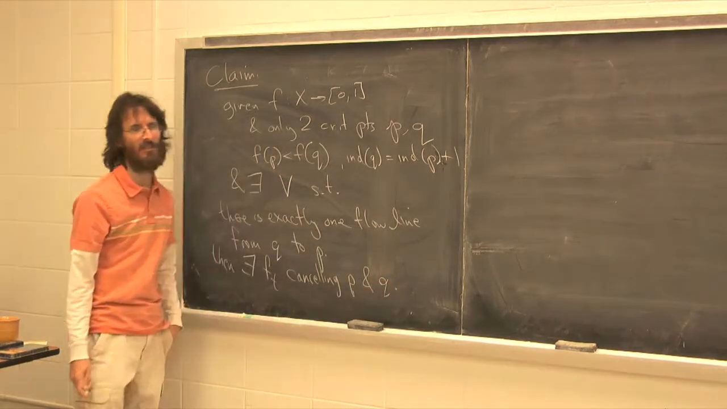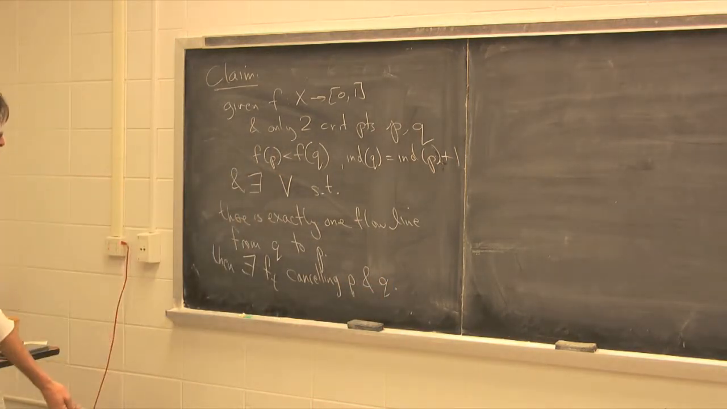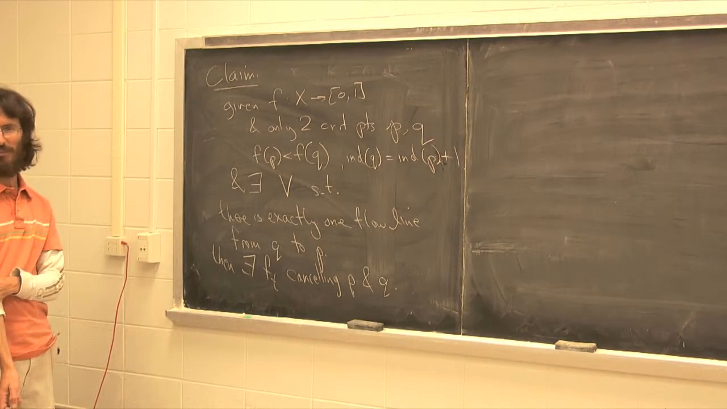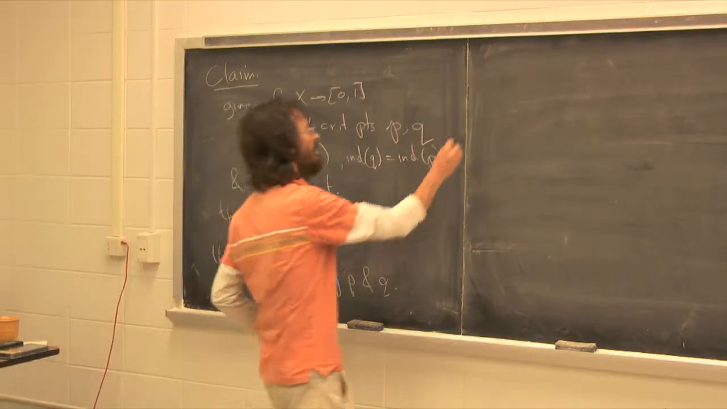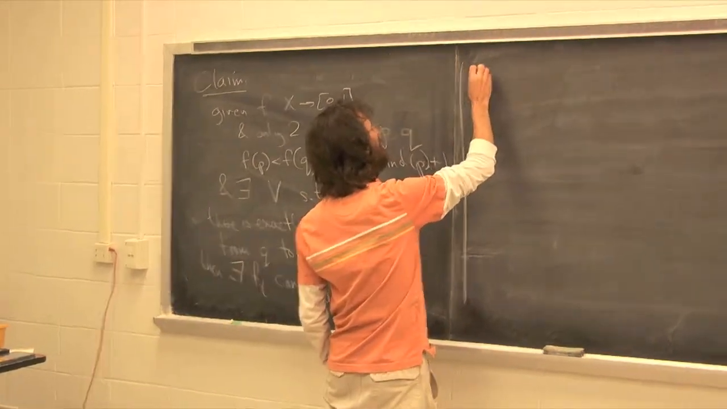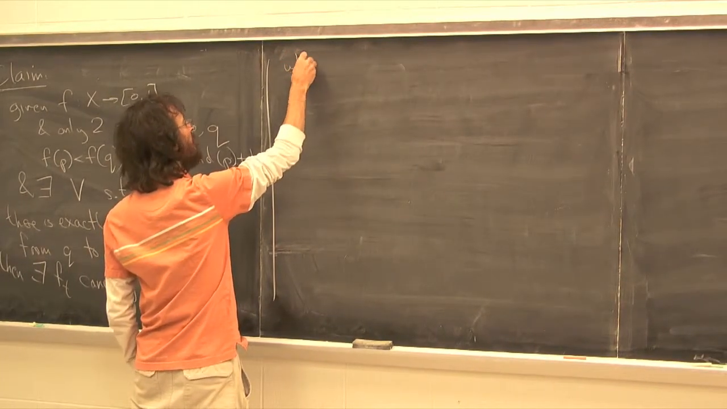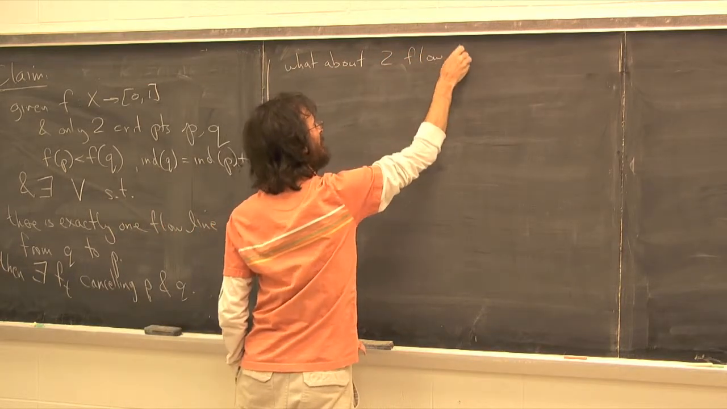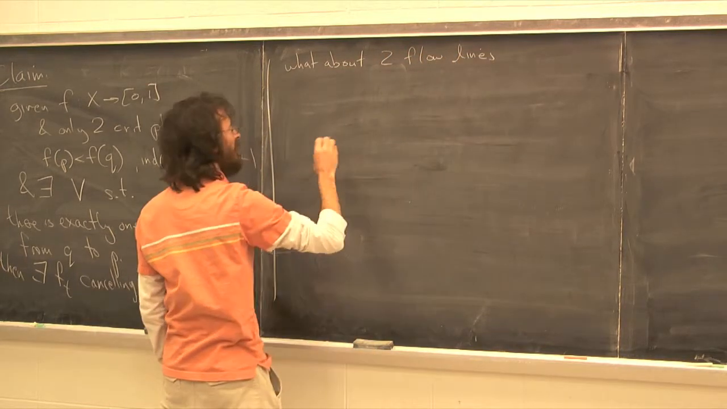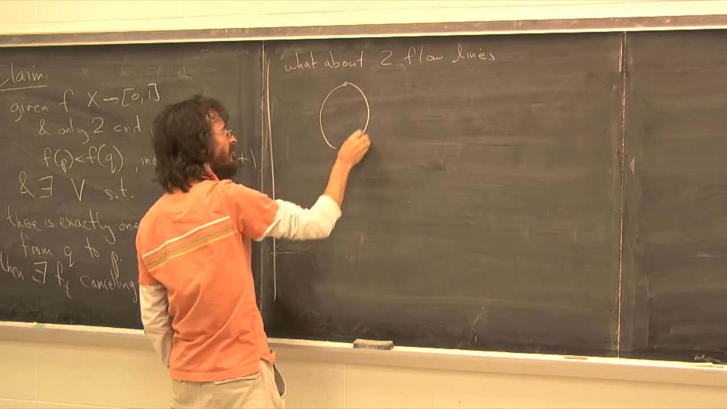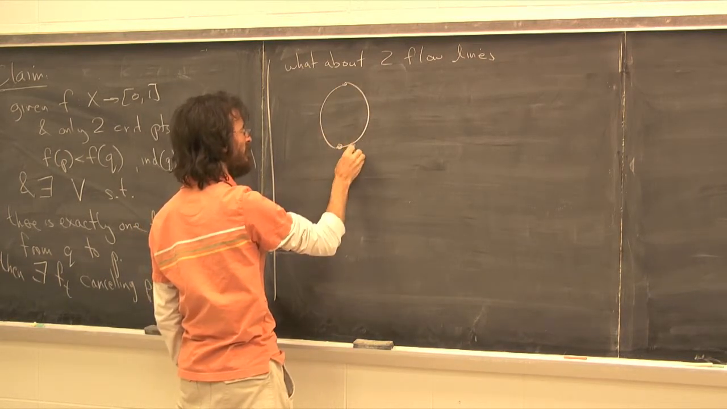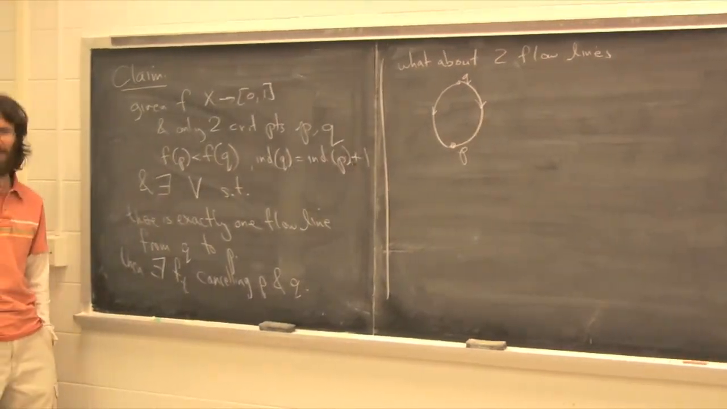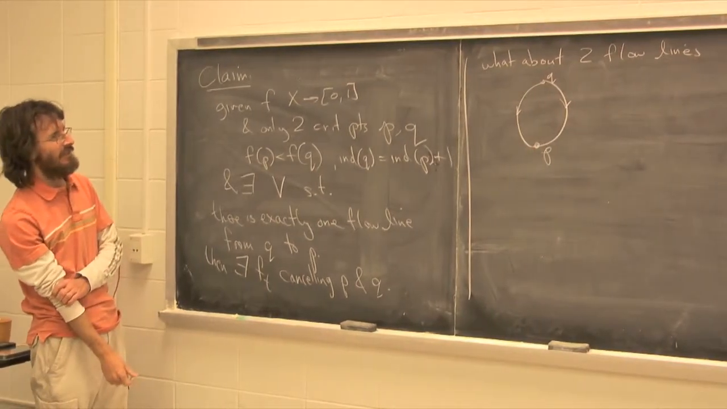I want to at least sketch this. Let me first emphasize why exactly one is important. What about two, for example? Two flow lines. Well, here's a simple dumb example: take a circle and you have an index 0, if this is P and this is Q, and you have two flow lines, and you obviously cannot eliminate. That's sort of a dumb example.